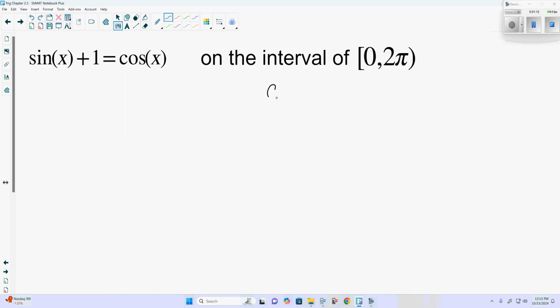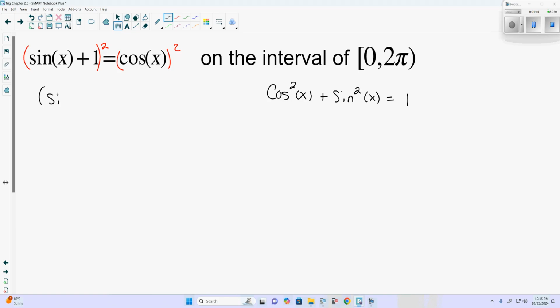Because our main way to change from one to the other is our Pythagorean identity, cosine squared plus sine squared equals 1, or sine squared plus cosine squared equals 1. For us to be able to change from one to the other, we need sine or cosine to be squared. Now to get that, we're going to take the original problem and square both sides so that we get this sine squared and cosine squared.